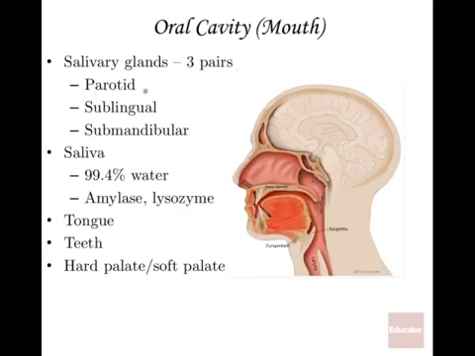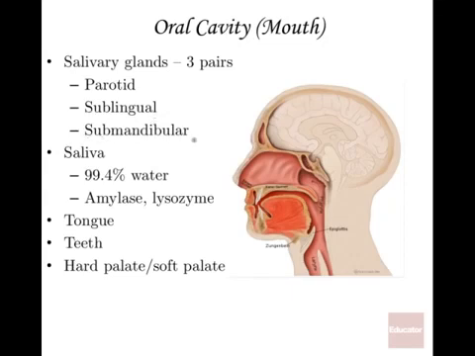The parotid glands are in this region, in the sides of the cheeks. The sublingual, that literally means under the tongue. Some people can lift up their tongue and you can see these little holes and they squirt like little hoses. Those are the sublingual, under the tongue, salivary glands.